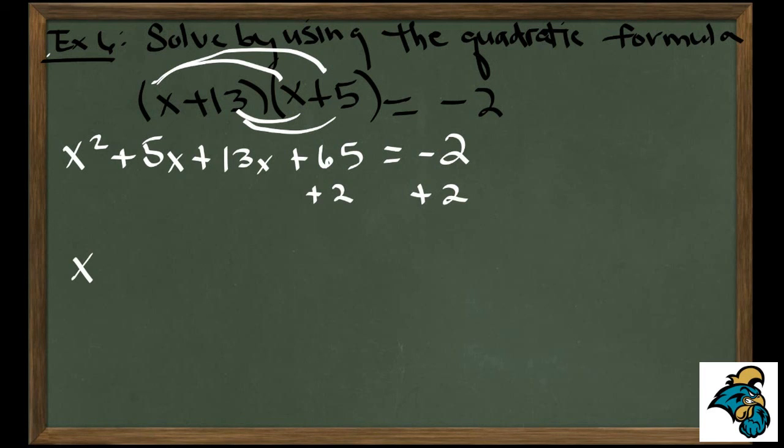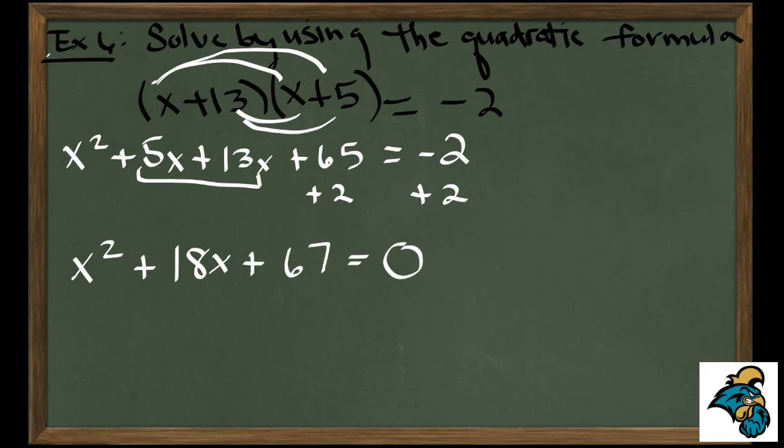So that leaves me with x squared. I'm going to go ahead and combine like terms. 5x plus 13x is 18x. 65 plus 2 is 67. And that is equal to 0. Now I have it in the right form. ax squared plus bx plus c is equal to 0. Remember, I'm using the quadratic formula, so let me pick out my a, my b, and my c. My a is the coefficient in front of the x squared, which is 1. My b is 18. My c is 67.